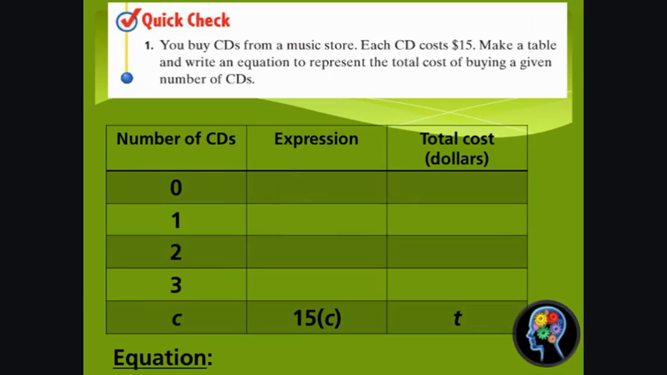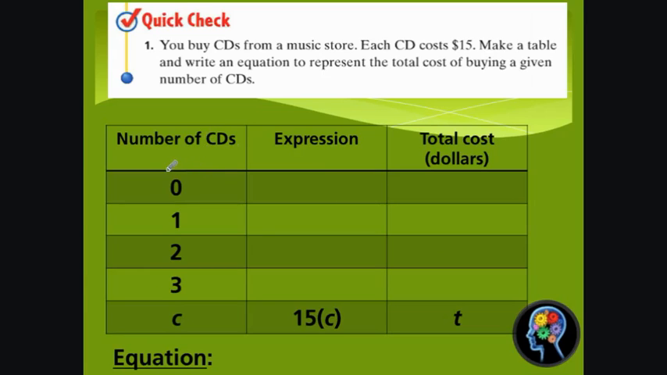We're going to do an example together. We see you buy CDs from a music store. Each CD costs $15. Make a table and write an equation to represent the total cost of buying a given number of CDs. So we're letting C represent the number of CDs, and our expression is C times 15 because it costs $15 per CD. And T is going to equal the total number of dollars that we're spending.